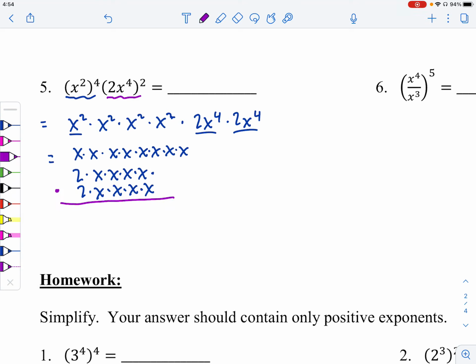Then you're going to multiply all these. Right, so we multiply our numbers. 2 times 2, we got 4. Then we look at how many x's we have all together. We count them up. Right, 1, 2, 3, 4, 5, 6, 7, 8, 9, 10, 11, 12, 13, 14, 15, 16. So this is x to the 16th power. Right, so we got 4x to the 16th power.